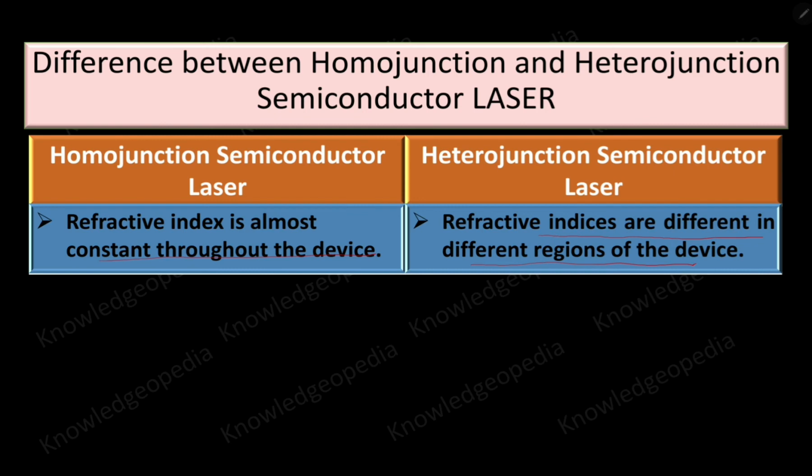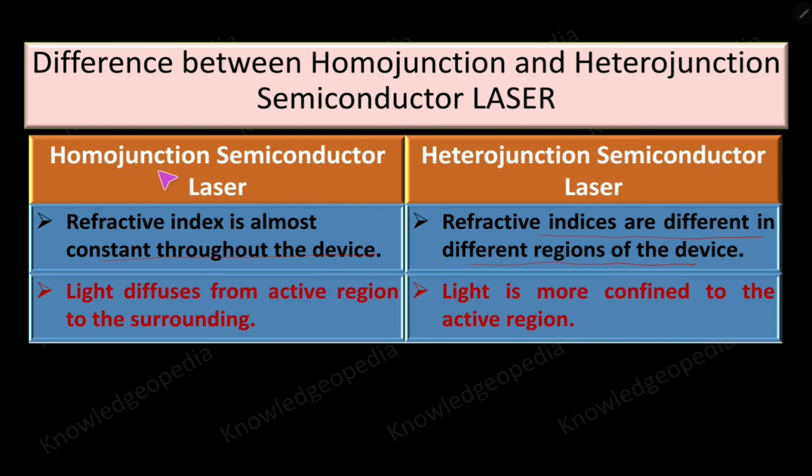In case of homojunction semiconductor laser, we have seen that the light diffuses from the active region to the surrounding. But by using different materials, we have reduced the diffusion of light in case of heterojunction semiconductor laser. That means the light is more confined to the active region because the diffusion is reduced. So it is more confined to the active region.